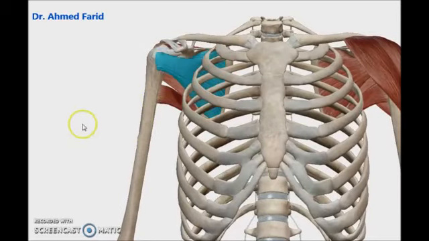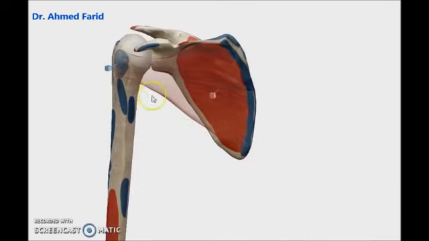This muscle is called subscapularis muscle because it is present on the subscapular fossa of the scapula. The origin is very easy, the subscapular fossa, and the insertion is in the lesser tuberosity of the humerus. So the muscle crosses anterior to the shoulder joint, and the fibers are horizontal and attached to the front of the humerus exactly at the lesser tuberosity of the humerus. So the action of this muscle will be medial rotation.